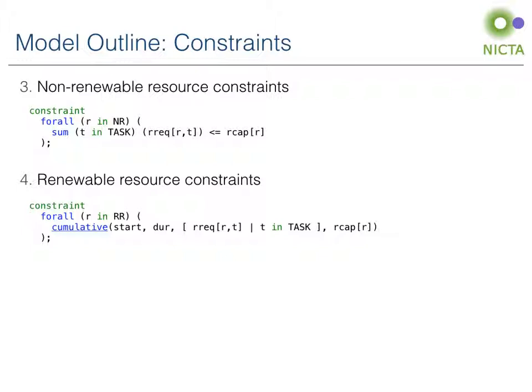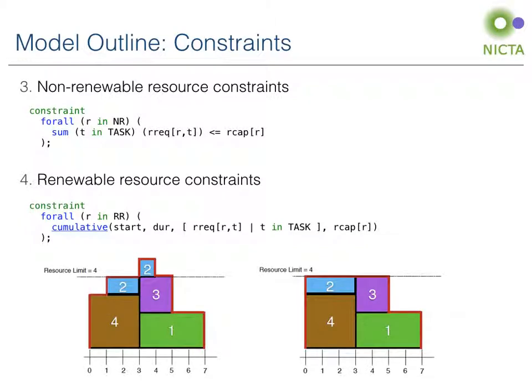To visualize this, we can picture the resource consumption as blocks as shown here, where each different color is a different task. The horizontal axis represents the duration of the task, and the vertical axis represents the resource requirements of that task. In the first diagram, the resource capacity is exceeded, while in the second diagram, the resource capacity is satisfied by moving task 2 forward by 1 unit.